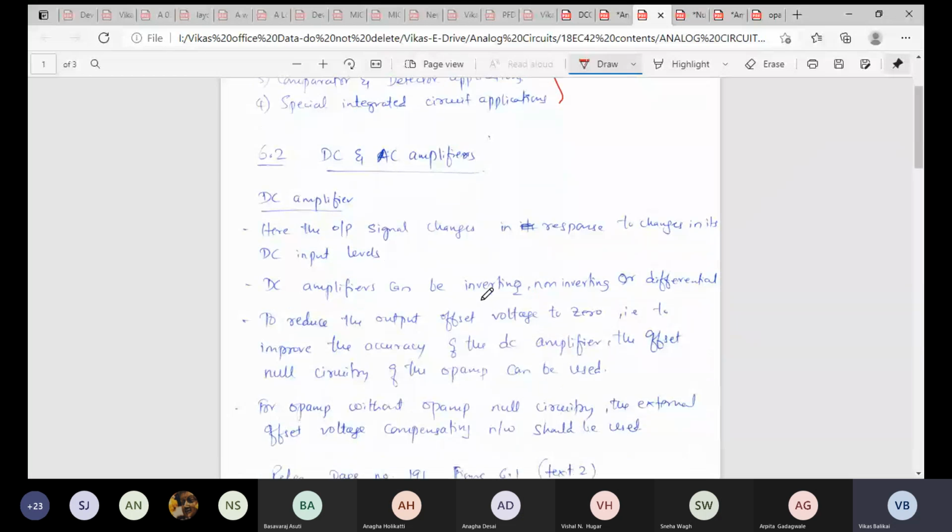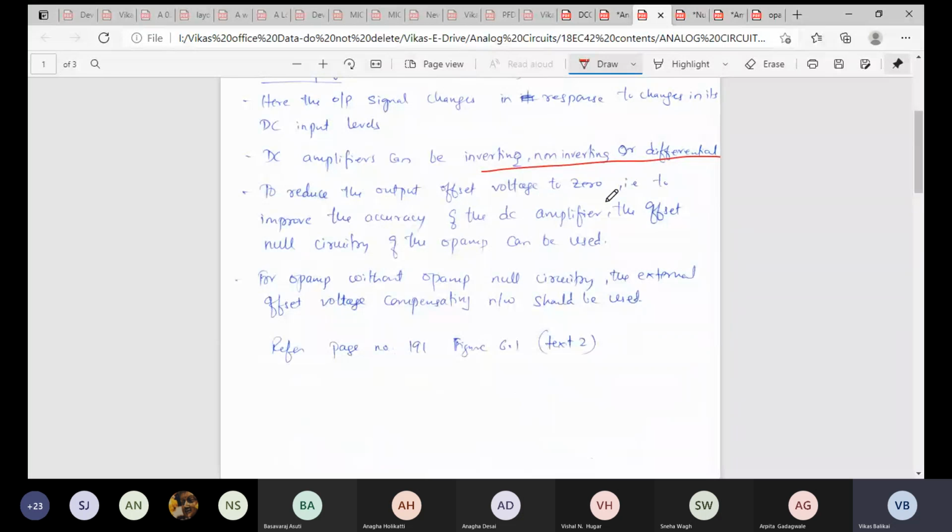DC amplifiers can be inverting, non-inverting or differential. And to reduce the output offset voltage to 0, that is, to improve the accuracy of the DC amplifier, the offset null circuitry of the op-amp can be used. This is one very important aspect. What is output offset voltage? See, basically the op-amp is a differential amplifier. If I give the same voltage to both inputs, the difference is 0, so the output should be 0. But in a practical case it does not happen. There is a small voltage which we call the output offset voltage, a small offset voltage.